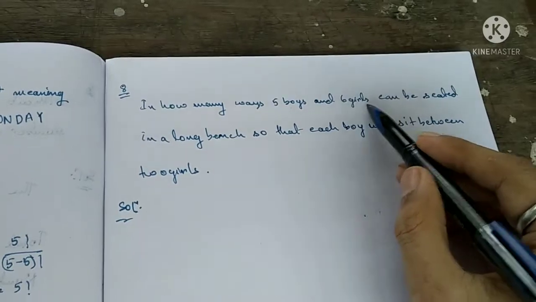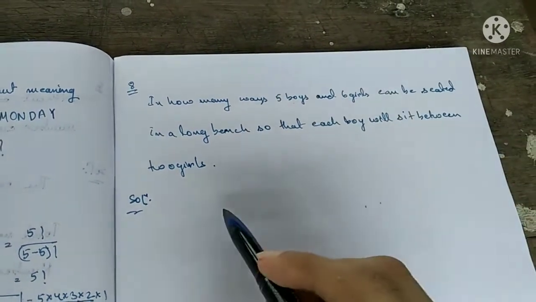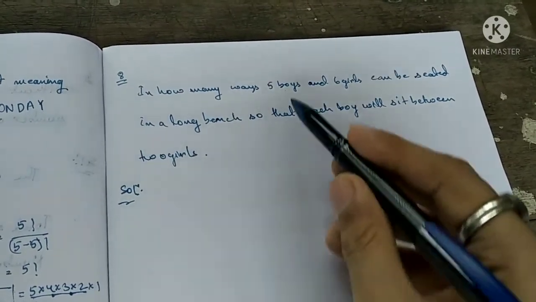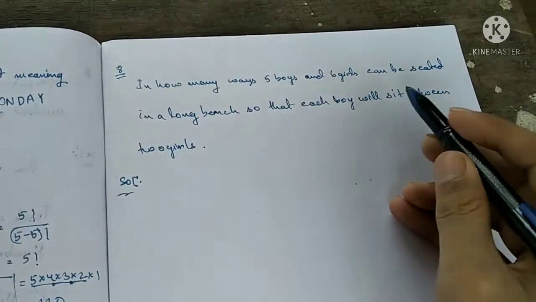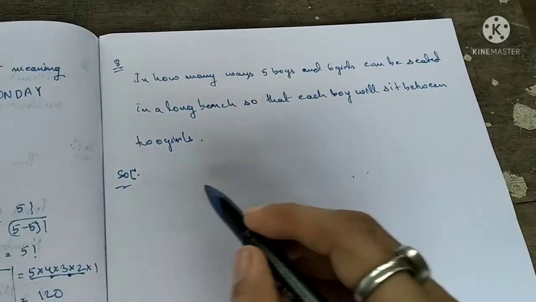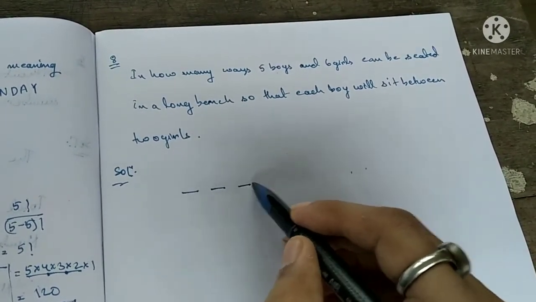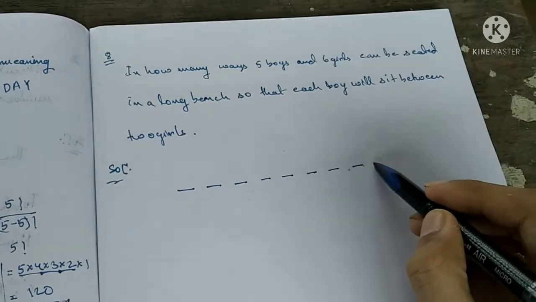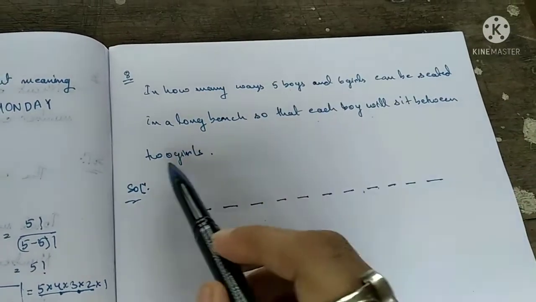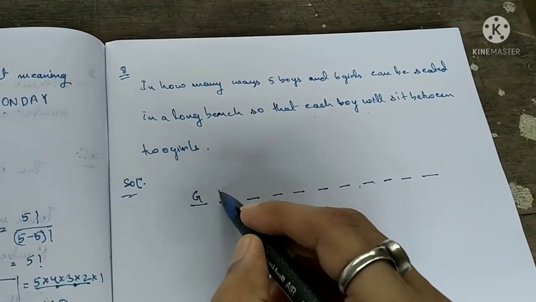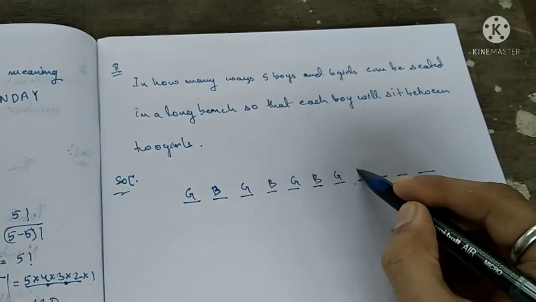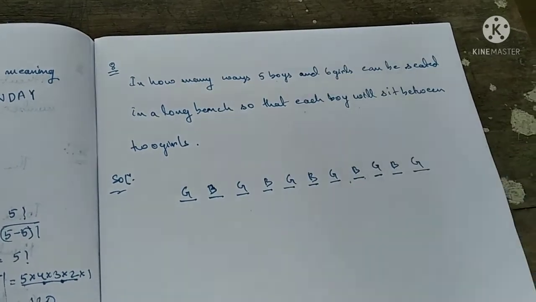So there are 5 boys and 6 girls. This sitting arrangement, they are sitting in a long bench. So total is 11. Yes or no? Boys and girls total 11 there. So this one you need not write, I am just showing you: 1, 2, 3, 4, 5, 6, 7, 8, 9, 10, 11. Now you see, one boy is sitting between two girls. So this is girl, boy, girl, boy, girl, boy, girl, boy, girl, boy, girl. Finished?